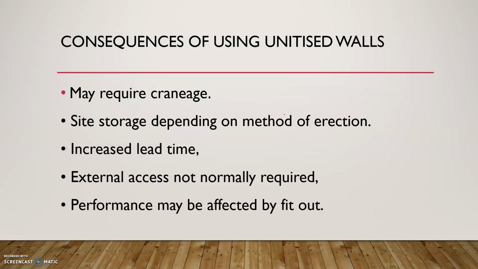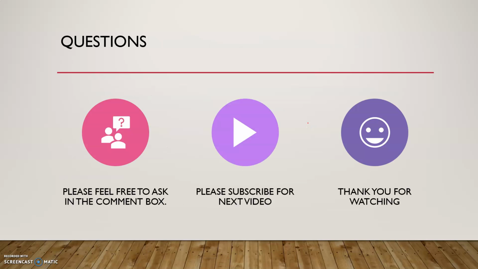Consequences of unitized walls: may require cranage, site storage depending on the method of erection, increased lead time. External access is not normally required, and performance may be affected by fit out. Yeah, so these are the two types of curtain walling I explained to you: unitized and stick curtain walling systems.